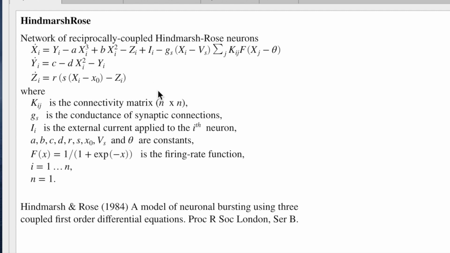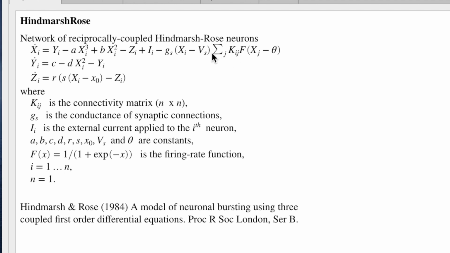Now I won't explain all the terms here. If you're interested, you should go and read this reference, Hindmarsh Rose, back in 1984. But I will describe a couple of terms. This large complex term here with Kij is the network contribution to the ith neuron. So in this case, it's the collection of all the synaptic bombardment from all the other neurons in the network onto this one neuron. And in our case, Kij is 0, so this term vanishes.